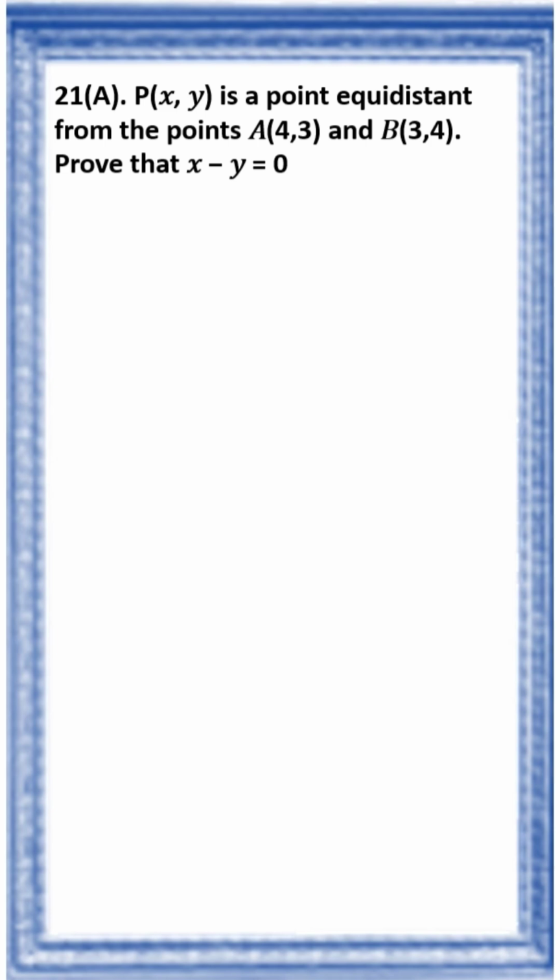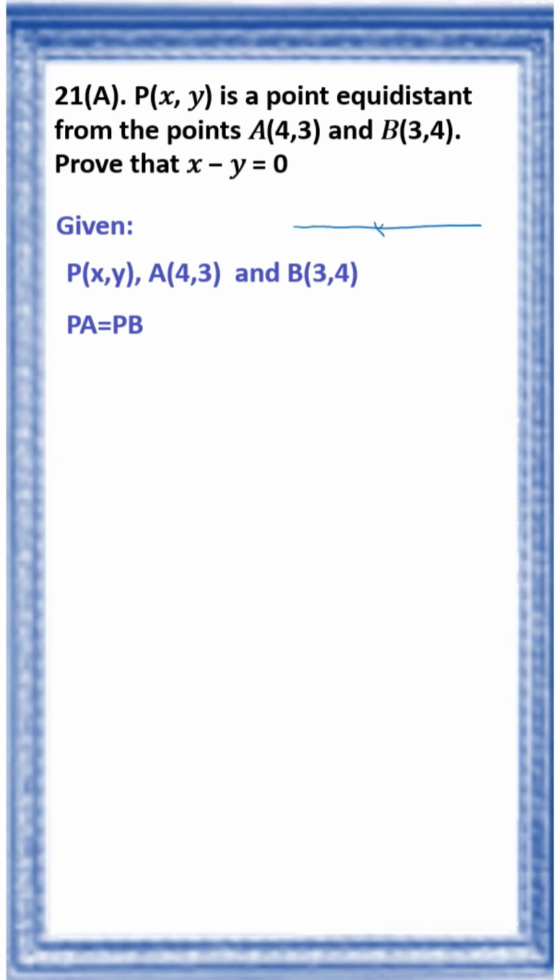What has been given here? 3 points are given. Which are they? P(x, y), A(4, 3), B(3, 4) are the 3 points. We have to prove that PA is equal to PB. Let us visualize it. Let us draw a diagram like this. P, this is the point. This is the point A, this is the point B. This one is x comma y, this one is 4 comma 3, this one is 3 comma 4. We have to prove that this PA is equal to PB.